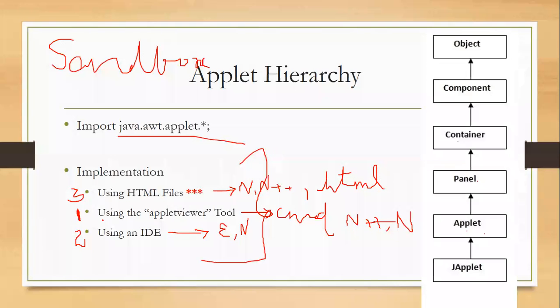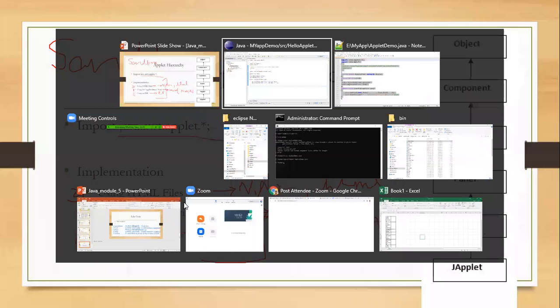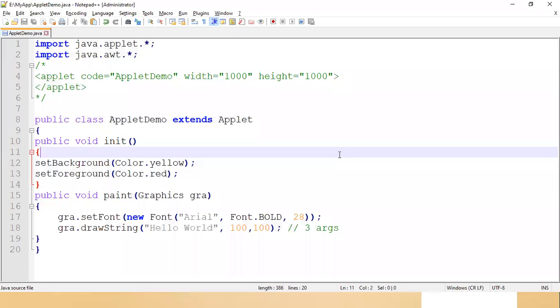Okay, so we are done with the first two. Using the applet viewer, you run it in the command prompt. You write your code either in Notepad++ or your Notepad. Using an IDE, you write it either in Eclipse or NetBeans or whatever, and then you simply run it. And now we'll see the third method, how you do it using your HTML files. So I'll take my Notepad++ for that.